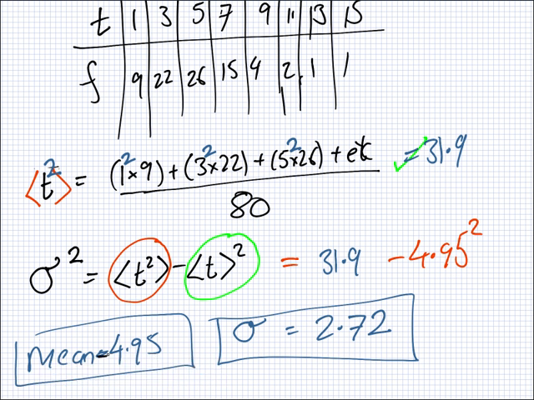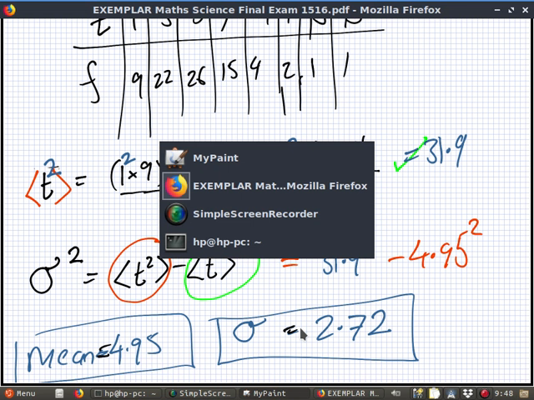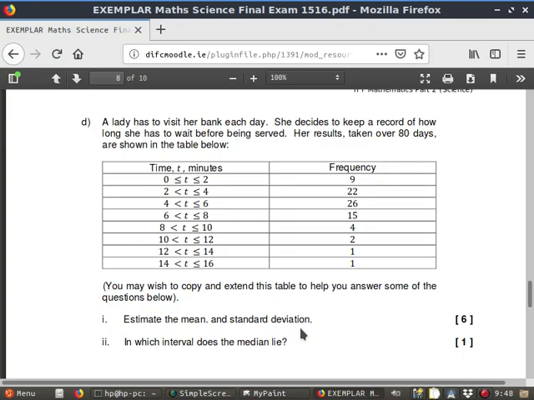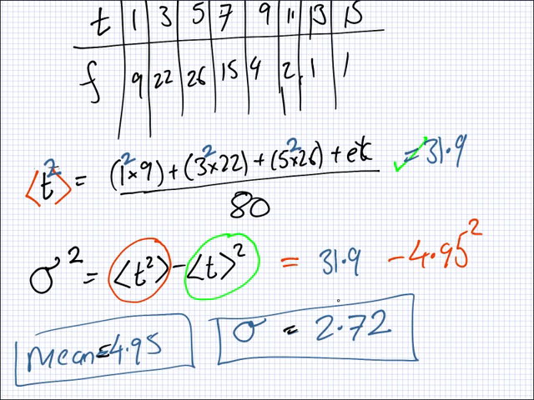How many marks? Quite a lot, I think, for this one. 6. Oh, but the next one only for 1 mark. Where's the median? Which interval's the median? Well, if you have 80, who's the median? The 40th to 41st. Those two guys in the middle. So, is it in the first box? No. The next one brings me up to 31? No, it must be in the third box. Yeah, third one.